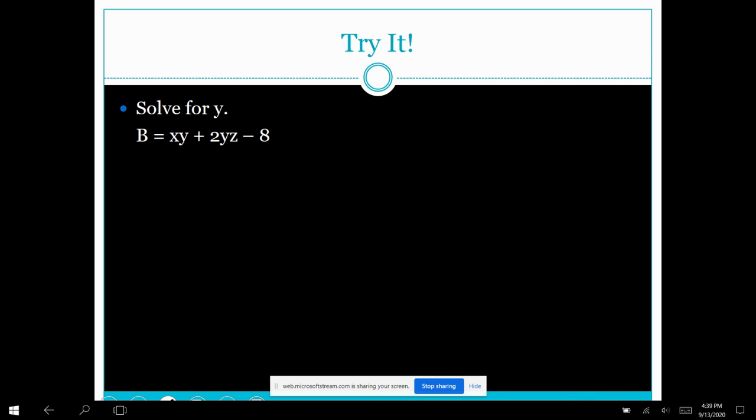Okay. So what we're going to do is solve for y. So again, notice that there are two terms in terms of y. So what you need to do is isolate those two terms. That requires us adding 8 to both sides. So b plus 8 equals xy plus 2yz. Okay? That y is in both terms. We want to rewrite that sum as a product, which means we need to factor out the y.